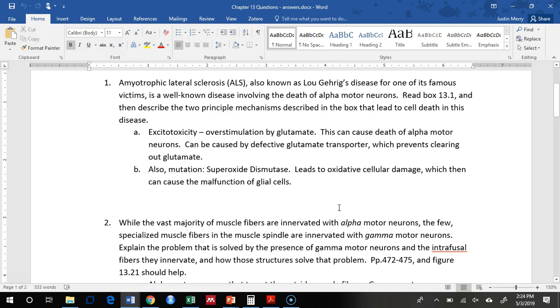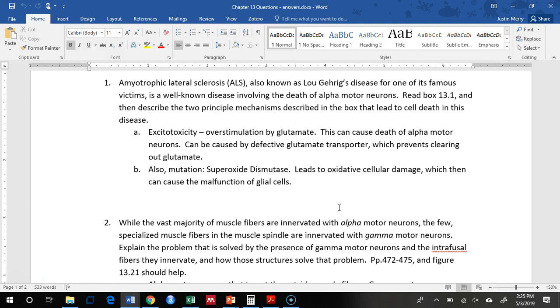So your book had a little box that I asked you guys to read for this one, and basically it talked about two things. One was excitotoxicity. So the argument here is that if you have too much glutamate transmission, so glutamate's an important stimulatory neurotransmitter, it's also an amino acid, this seems to lead to an overstimulation that leads to cell death of these motor neurons. So you can basically overstimulate them, and that seems to lead to some of this alpha motor neuron cell death that happens in ALS and causes you to lose your motor control.